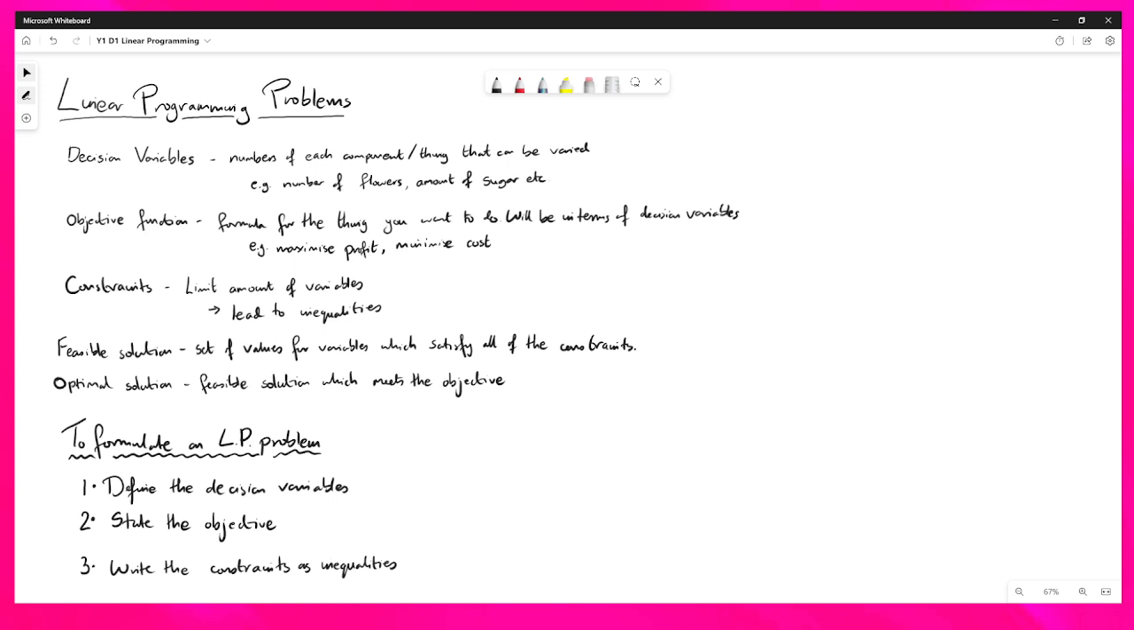The objective function is a formula for the thing you want to do. These will be in terms of the decision variables. Very typically, you're looking to maximize your profit or minimize your cost.